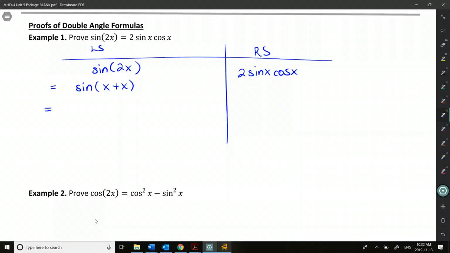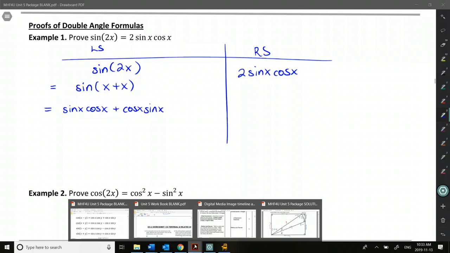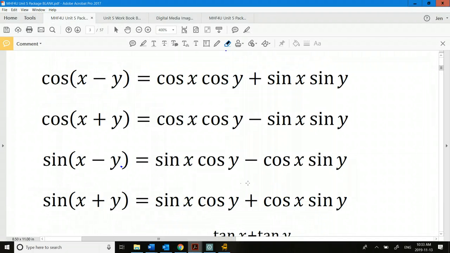So what is the sine compound angle formula for addition? Sine x cos x plus sine x cos x. Okay, so this is going to expand out to, usually it's sine x cos y plus cos x sine y, right? But we have x's for everything here. So it's going to be sine x cos x plus cos x sine x. I'm using this identity here, the one at the bottom, and we're just replacing the y's with x's here.